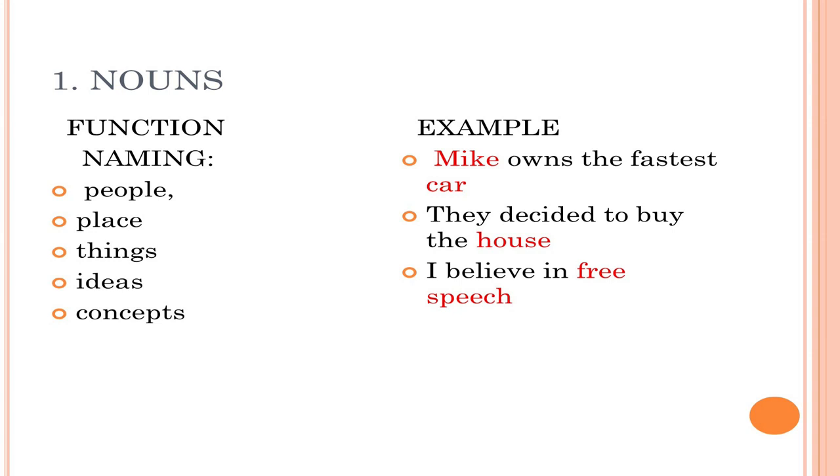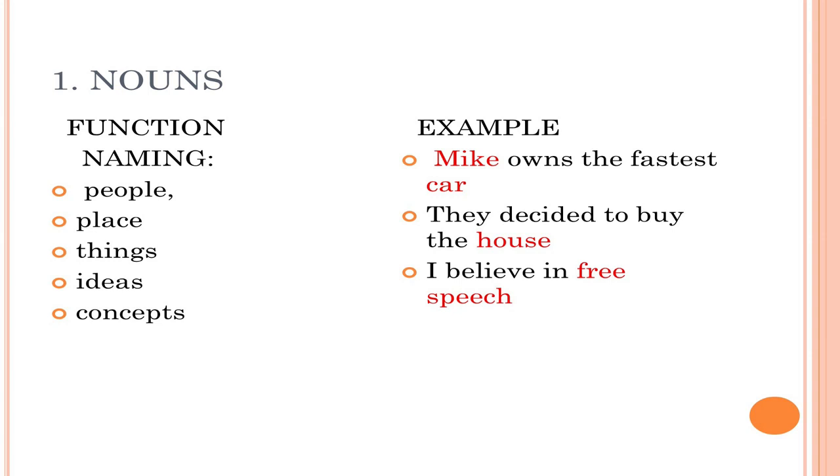In the second example, we have: they decided to buy the house. In this example, the word house is a noun, the name of a place or where people live in, or a building. You can also call it a thing. And we can also say house is a common noun.